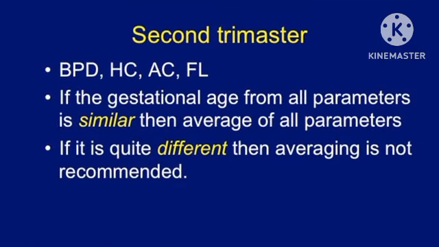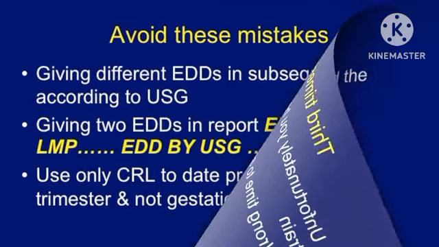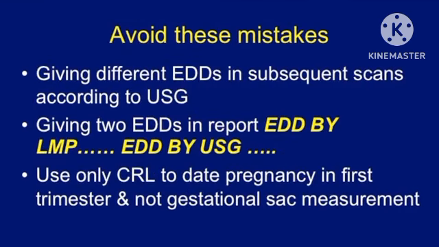So in the second trimester, if the parameters are similar, then average out the parameters. If they are different, then averaging is not recommended. In the third trimester, unfortunately, you have missed the train and it is a wrong time to assign the age. Avoid these mistakes of giving different EDDs in subsequent scans according to USG, giving 2 EDDs in the report. You should never write EDD by LMP is so and so, EDD by ultrasound is so and so. You should assign only one EDD.